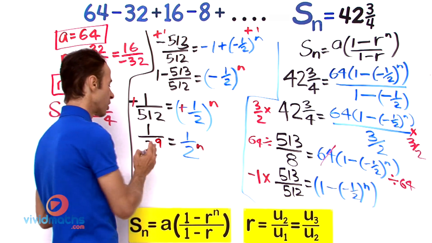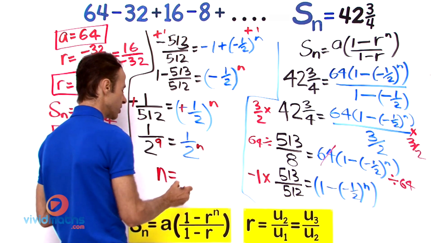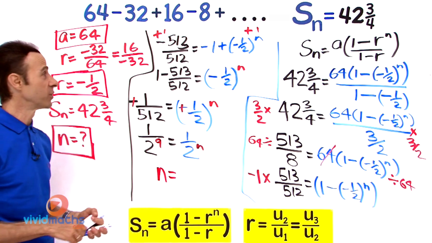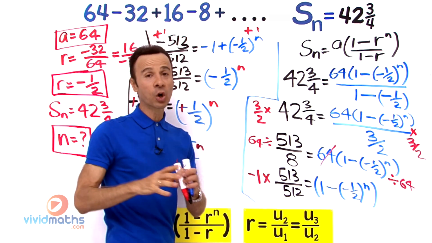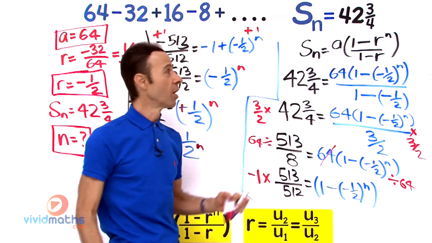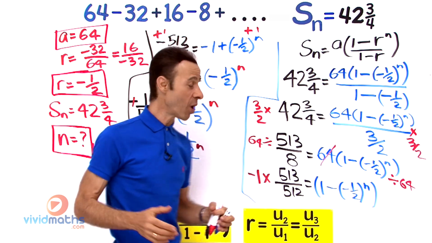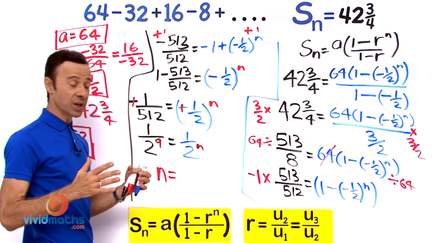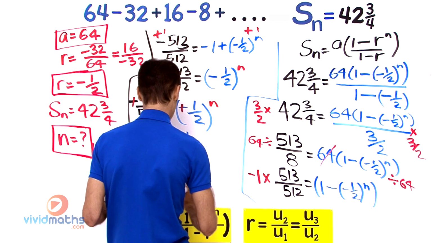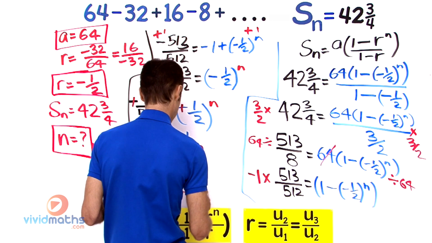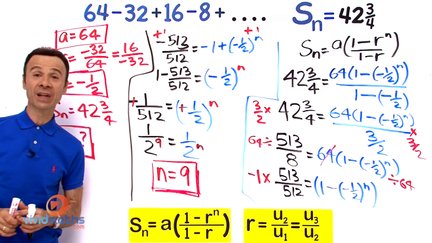So therefore, because the bases are the same, we can safely say that n equals, and this is the number of terms. How many terms do we need in order to reach a grand total, a sum of 42 3/4? So the number of terms required is right here, which is n equals 9. 9 terms are required for that grand total.